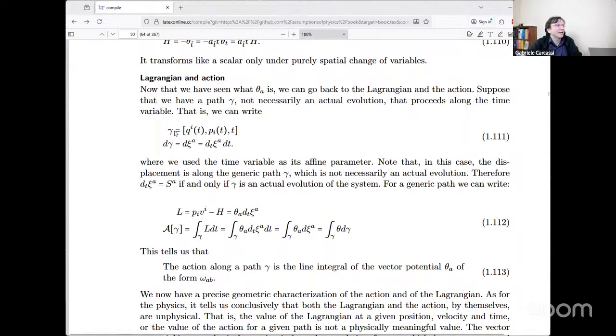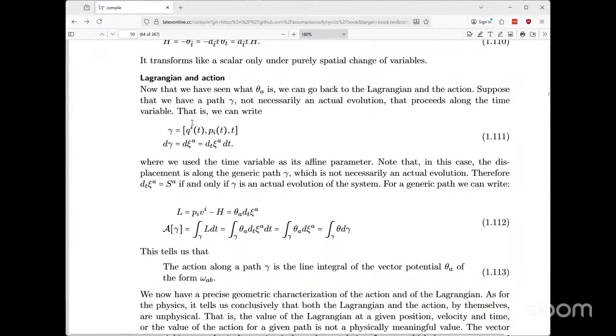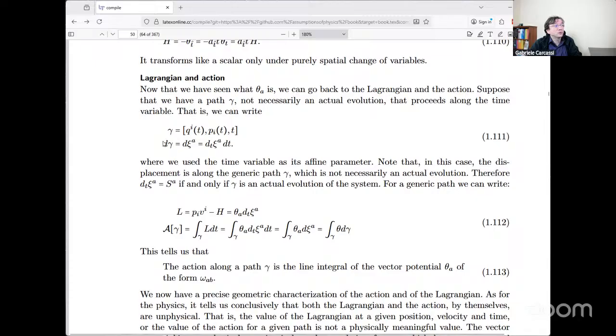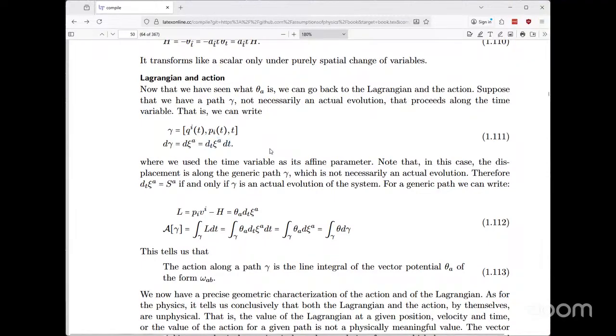It's clear what's happening. So this is just a curve, right? The curve is parameterized by t, and it gives you the position, the momentum, and the time. And then you're just doing the infinitesimal displacement, which is the infinitesimal change along the curve. You see that t has two functions here. It's both a variable, but it's also the affine parameter. It tells you how you are going through the curve. And this dual use of t might be confusing, but that's exactly what allows us to write this expression, where we use the time variable as its affine parameter.